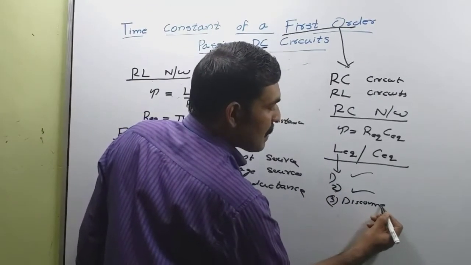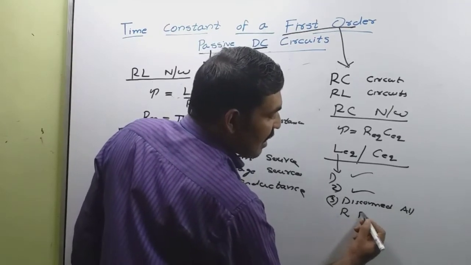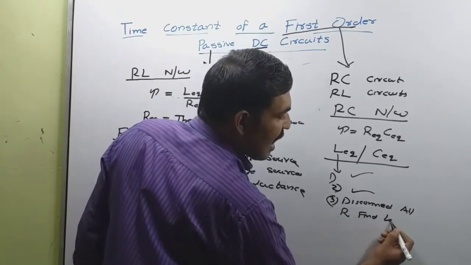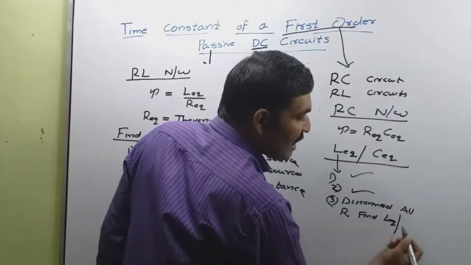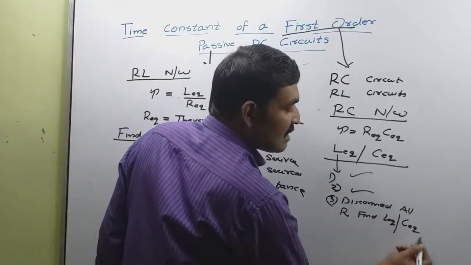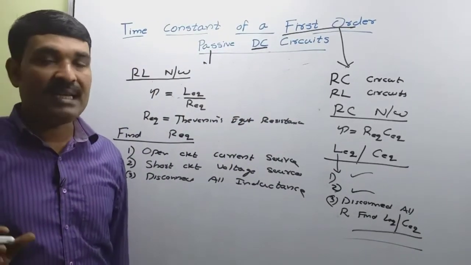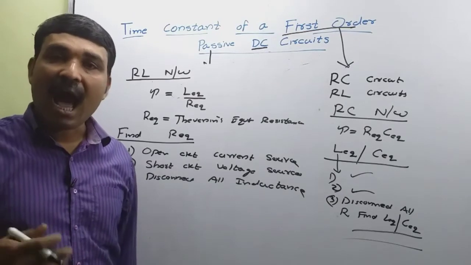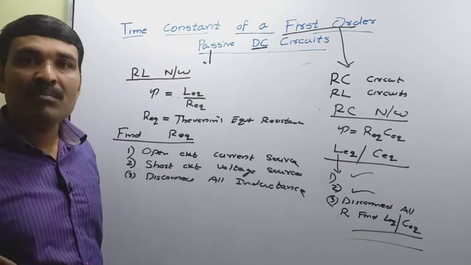Disconnect all resistance and find L equivalent in the case of an RL network, and in the case of an RC network, find the C equivalent. So these are the procedures we use for finding the time constant of an RL or RC network. Now using this fact, we can do some problems.